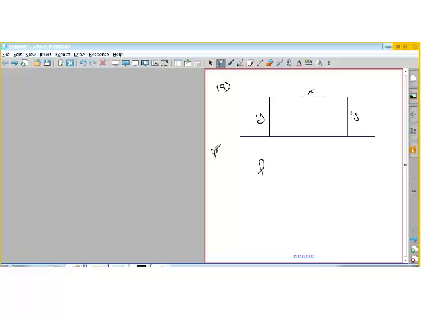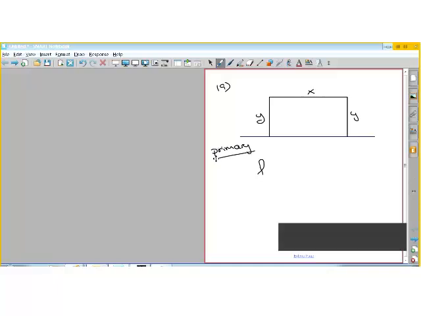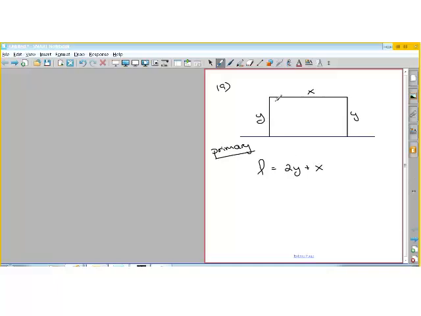So this is my primary equation. You might be tempted to use area as the primary equation, but that's not right. Okay, so the length is going to be equal to 2y plus x. This is because this side doesn't need fencing. If you had just a rectangular fenced-in area without a river, then it would be 2y plus 2x, but it's not. Okay, so that's my primary equation.